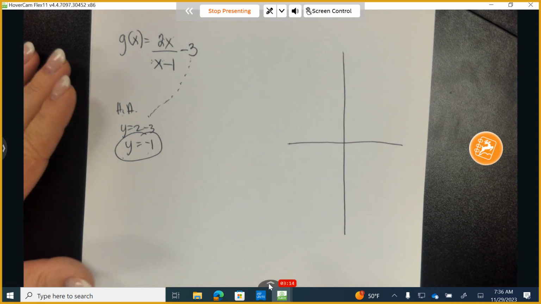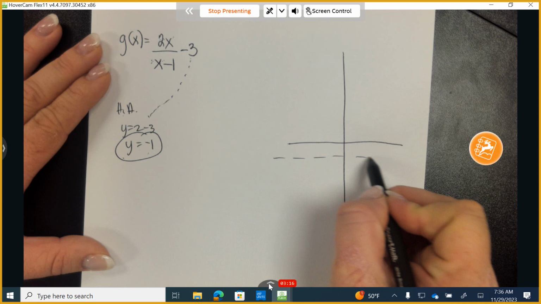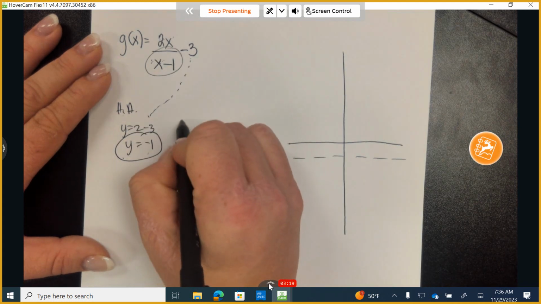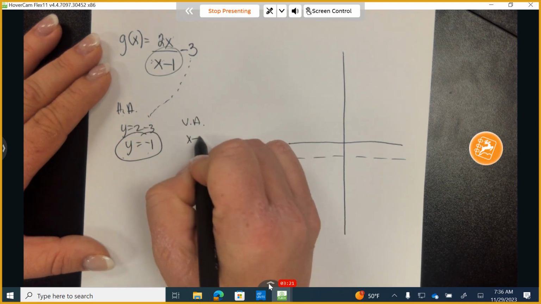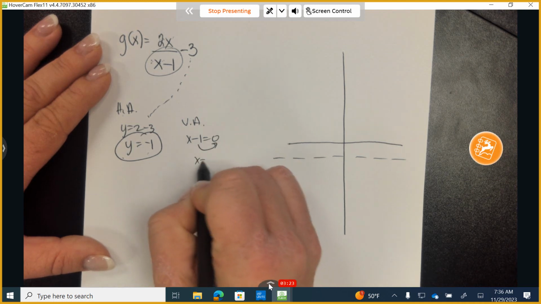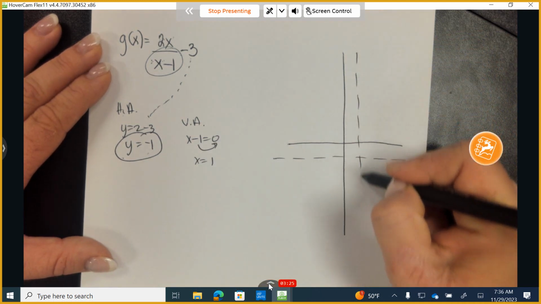So y equals negative 1 is going to be my horizontal asymptote. Now my vertical asymptote is x minus 1 equals 0. Move to the other side, so x equals 1.